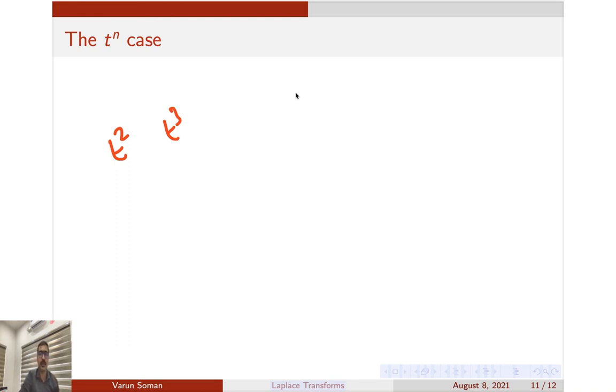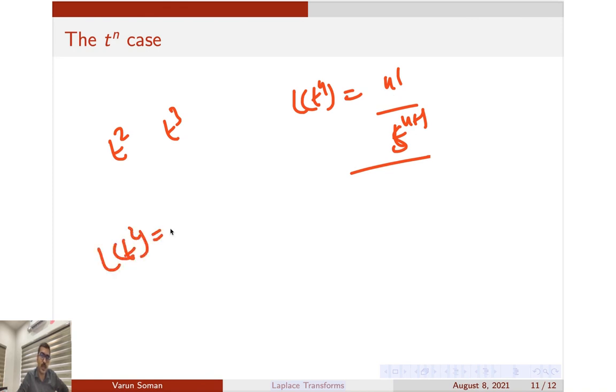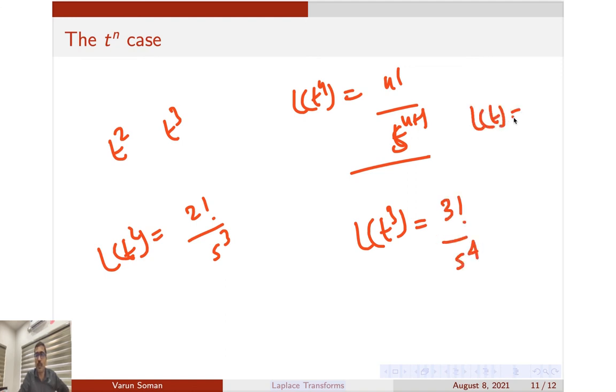So the transform L of t raised to n is simply n factorial by s raised to n plus 1. For example, L of t square is simply 2 factorial by s cube. Similarly, L of t cube is 3 factorial by s raised to 4. What is L of t? L of t is simply 1 by s square.